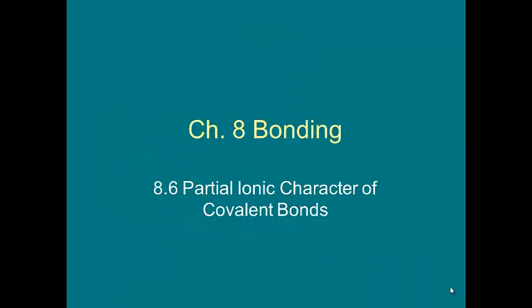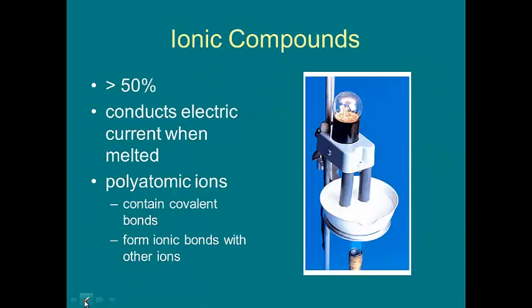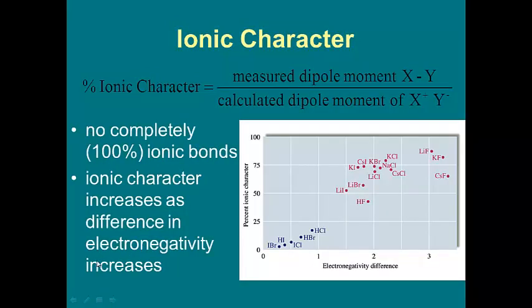Okay, the next thing that we are going to talk about is partial ionic character of covalent bonds, because we kind of lied to you a little bit last year when we separated it all in different parts and pieces. And percent ionic character is just simply the fact that the reality is that no bond is completely 100% ionic. Ionic character increases as the difference in electronegativity increases, which remember is your tug of war.